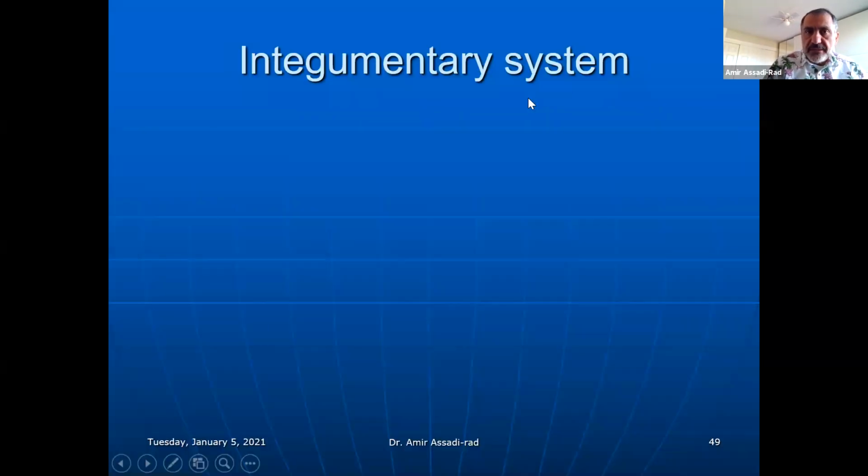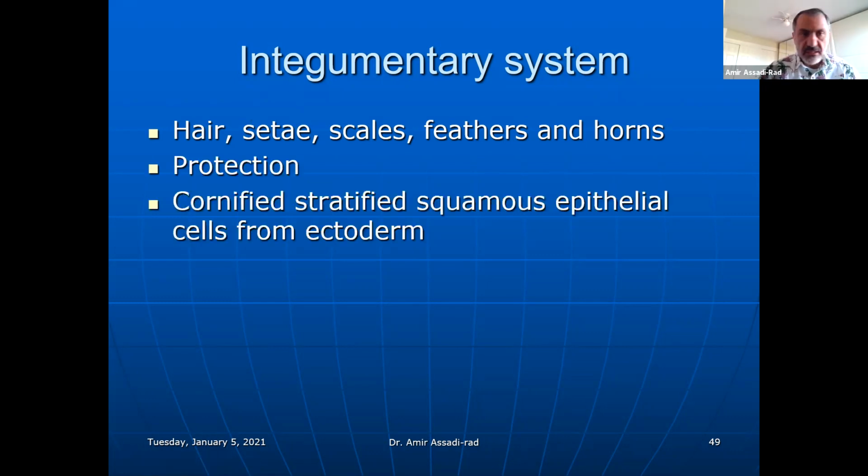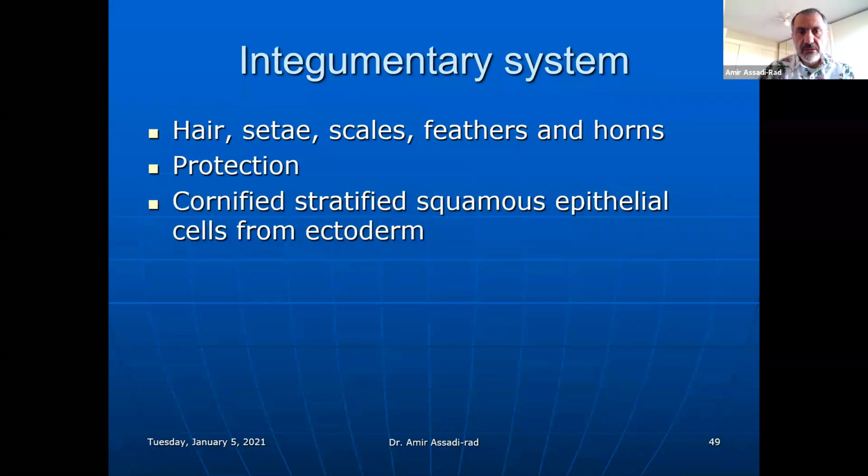So let's see. Integumentary system: hair, setae, you don't know what setae is, do not worry about it, but you know what scales are, feathers, they are all part of the integumentary system. Of course, in humans, the integumentary system is not as complicated as in some other species like birds or fishes and other organisms. And then, of course, the integumentary system is for protection. And cornified, stratified squamous epithelial tissue, I already talked about that.